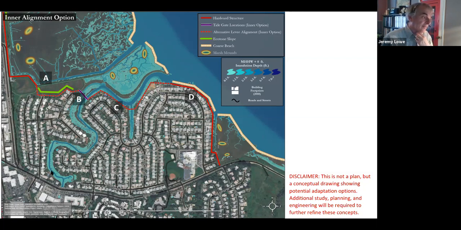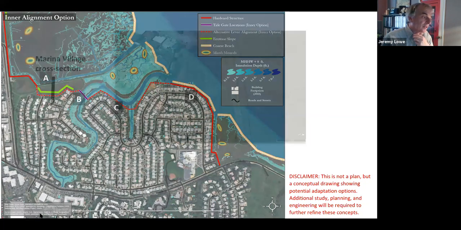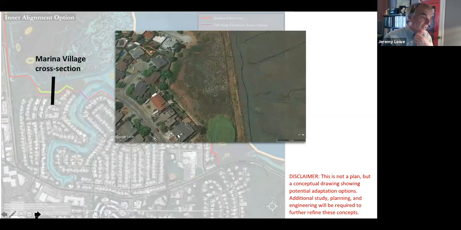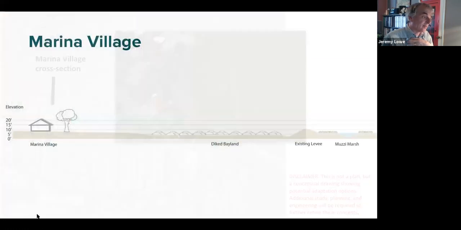Next slide. So now we're going to zoom in on Marina Village, where we have more space, and where we've just drawn a conceptual cross-section to illustrate what this might look like. Next slide, please. This shows the existing levee and dike baylands from the houses across the dike baylands to the existing levee and Muzzi Marsh.